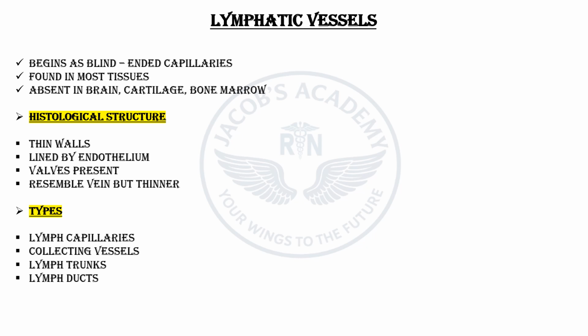So we can see the types. Which are the types of lymphatic vessels? The first one is lymph capillaries, which collect tissue fluid, and the second one is collecting vessels, which carry lymph toward lymph nodes, and the third one is lymph trunks, which drain large body regions, and finally lymph ducts, which return lymph to the bloodstream. So this topic is very important for the exam. So please understand it properly.